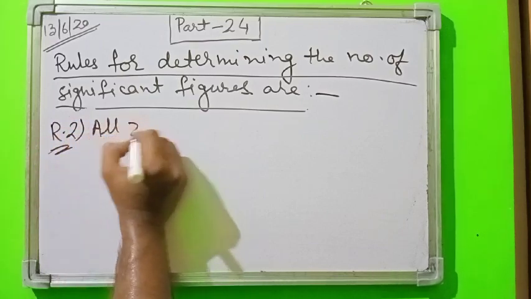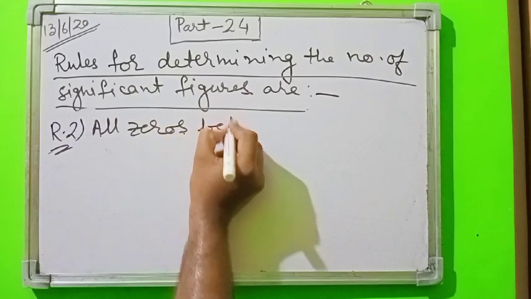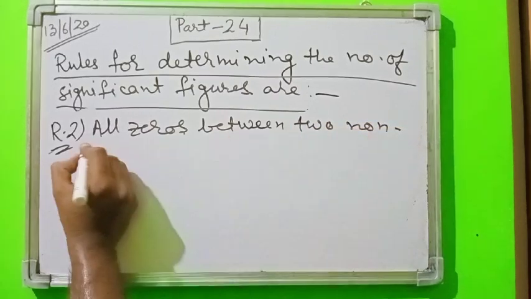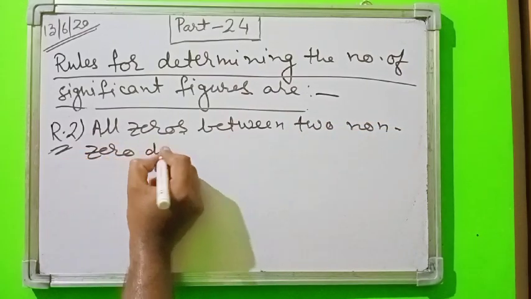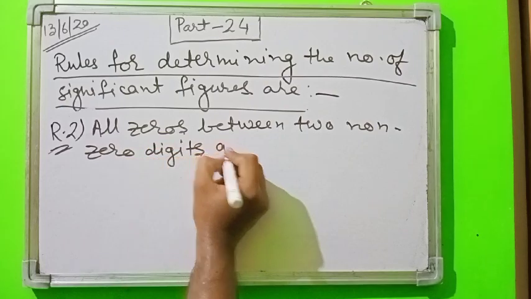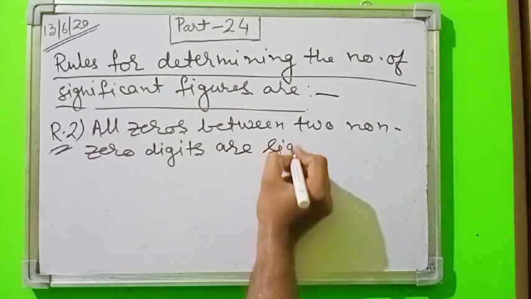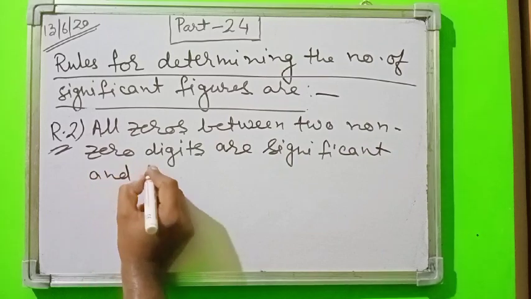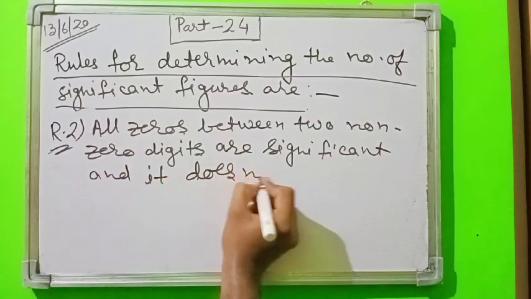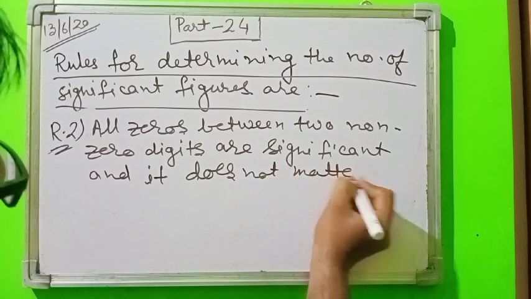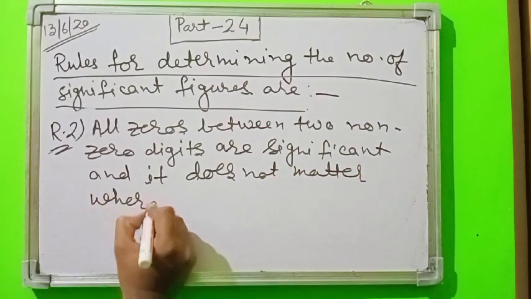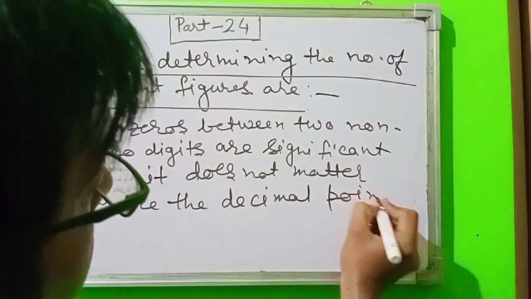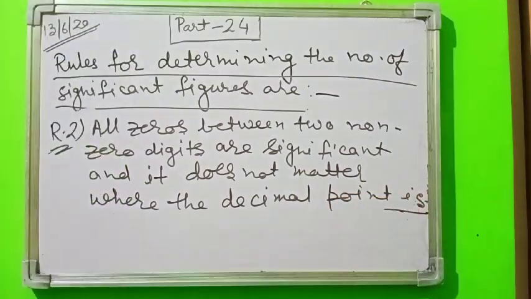All zeros between two non-zero digits are significant, and it does not matter where the decimal point is, wherever the decimal point is.